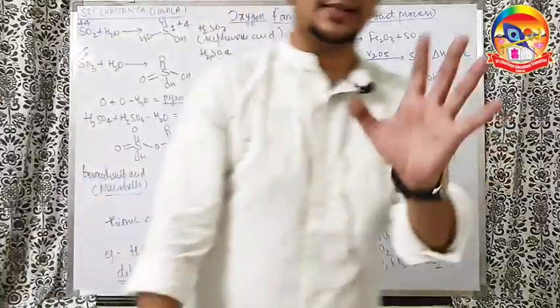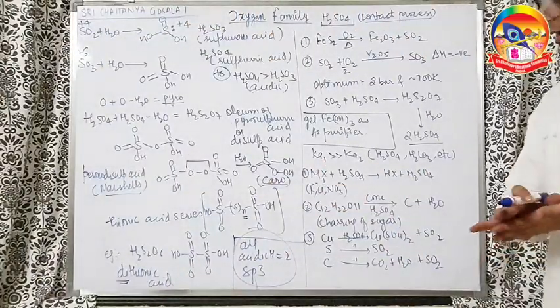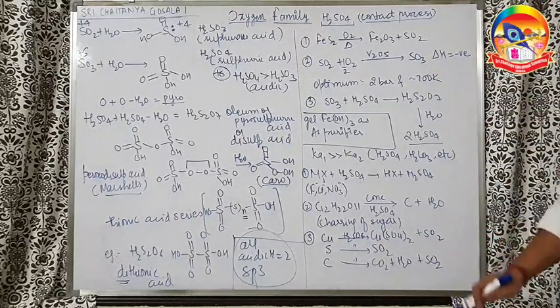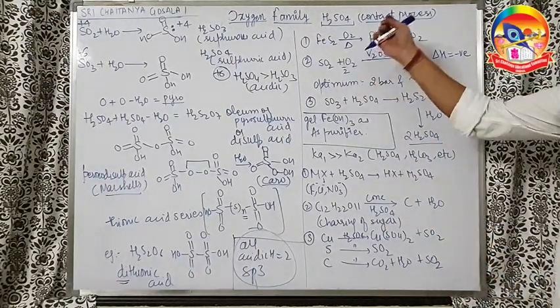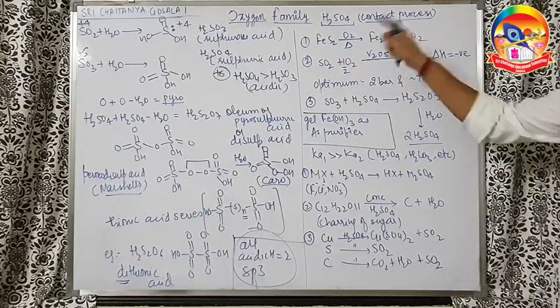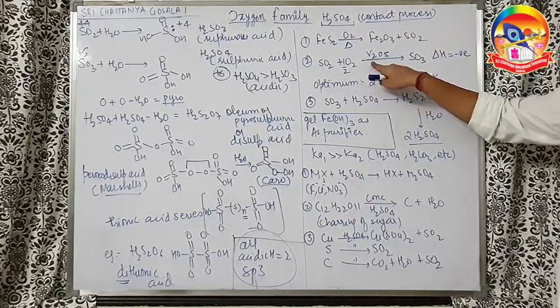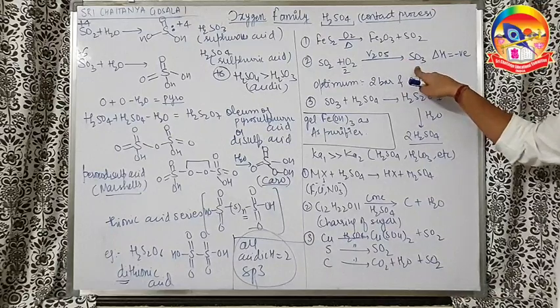You can check in every single case, hybridization is sp3, acidic hydrogens are 2, and basicity is 2. How to get sulfuric acid? Contact process: take any sulfide ore, do roasting, and you will get SO2 gas. SO2 with half O2 in the presence of V2O5 as a catalyst gives SO3.